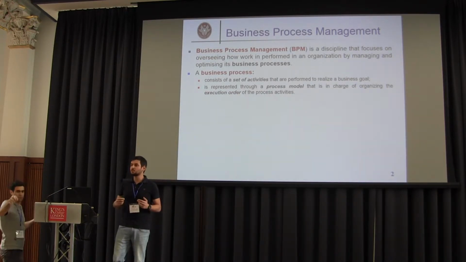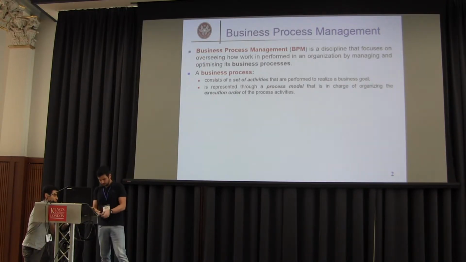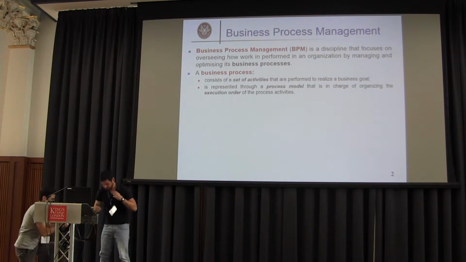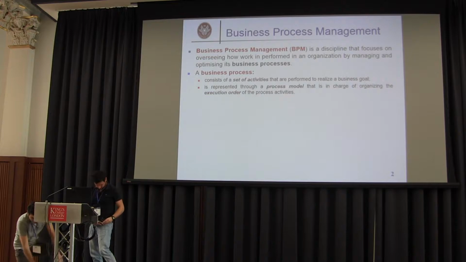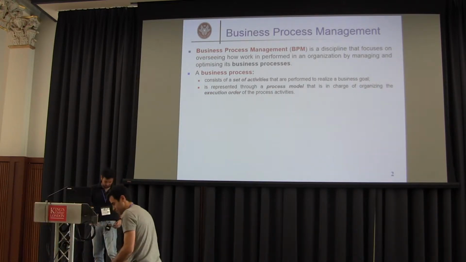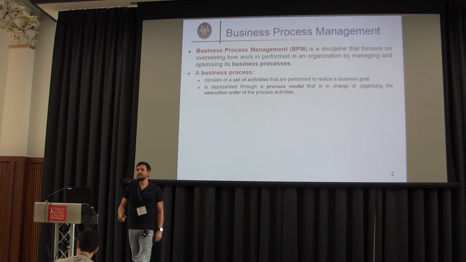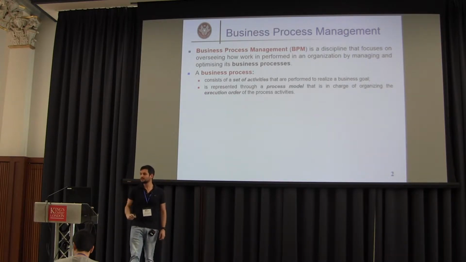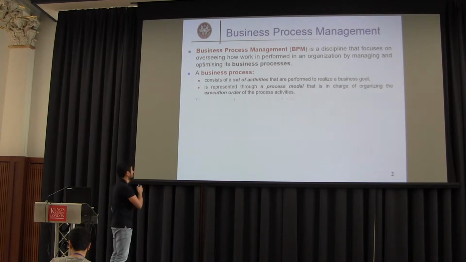Usually, a business process is represented through a process model. A process model basically is the structure of the process, the structure that is in charge of organizing the execution order of process activities.